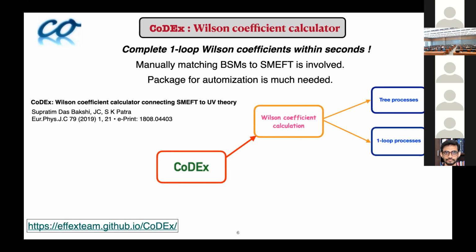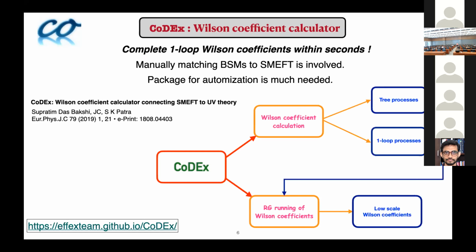So once you calculate all these operators at the UV scale or the matching scale, you can use this code to calculate further, and then you can perform their running as well down to the electroweak scale using the anomalous dimension matrix that Trott and his collaborators have developed. Using the help of these ADM matrices, we can run them down to the electroweak scale and find out the low scale Wilson coefficients as well.